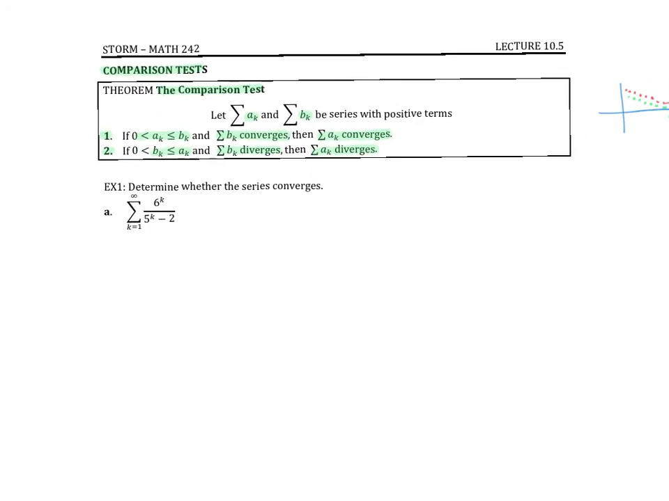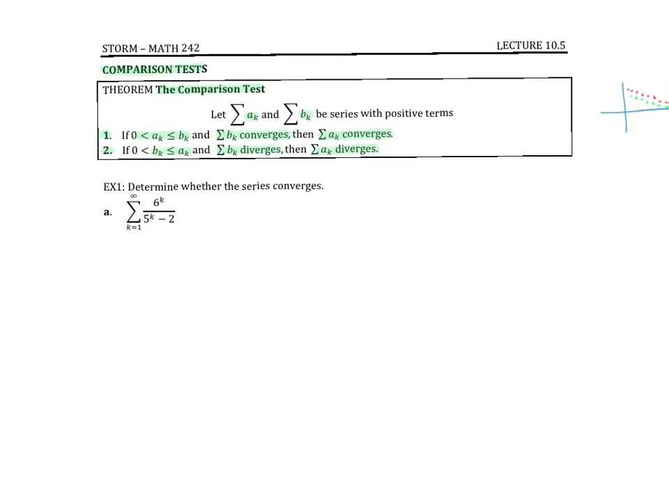The challenge of using our comparison test is we have a series. So if we look at example 1, we have a series. Our A sub k is equal to 6 to the k over 5 to the k minus 2. So I have an A sub k, and I need to find a B sub k. The series that you're going to compare it to, your B sub k that you have to find, just depends on your A sub k. So you want to pick something similar, but you want to pick your series so that you can easily determine whether it diverges or whether it converges.